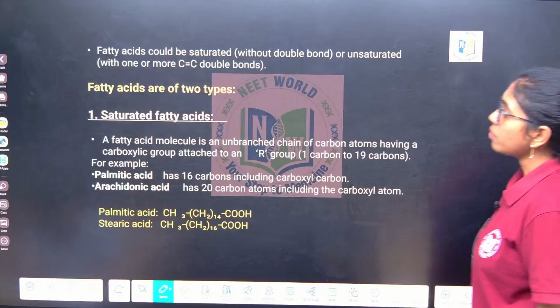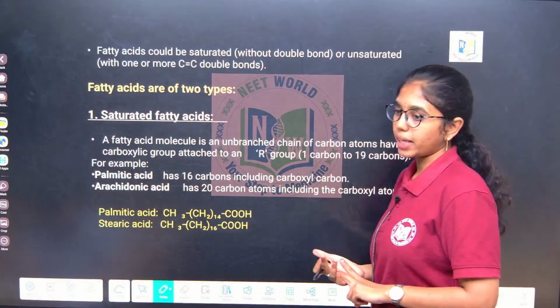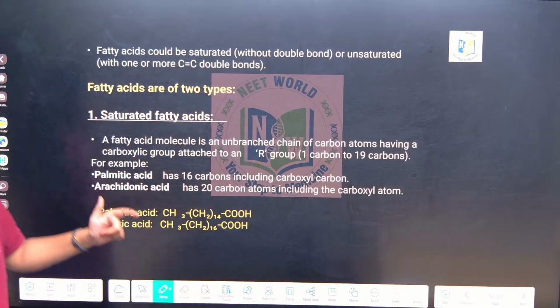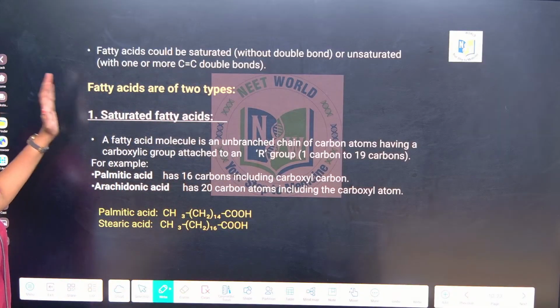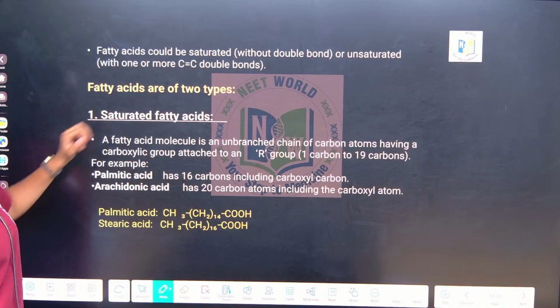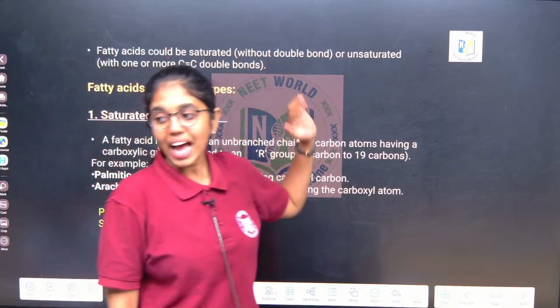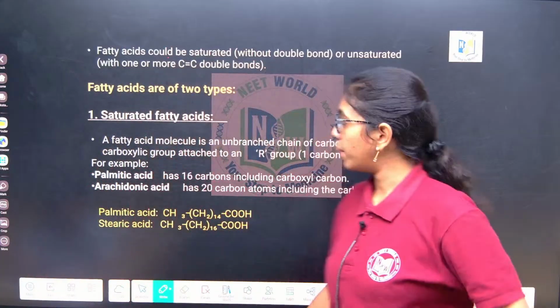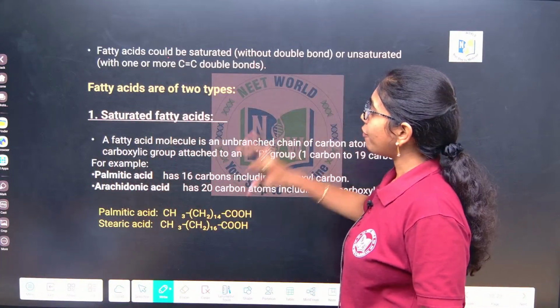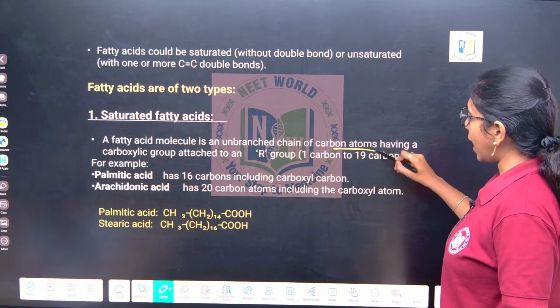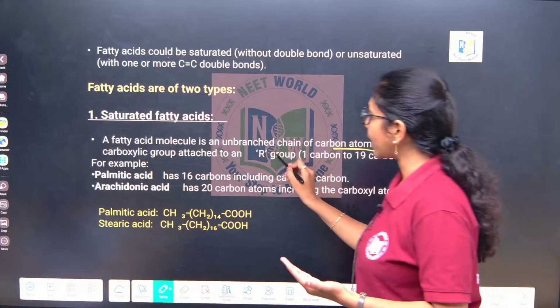Next. Fatty acids can be of 2 types. It can be saturated fatty acids and unsaturated fatty acids. Look into this clearly. Saturated fatty acids do not have any double bond in them. Unsaturated fatty acids will have a double bond. A fatty acid molecule is an unbranched chain of carbon atoms having a carboxyl group attached to the R group.